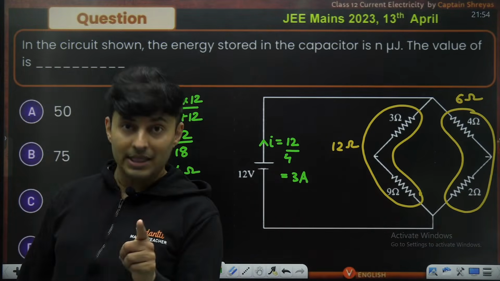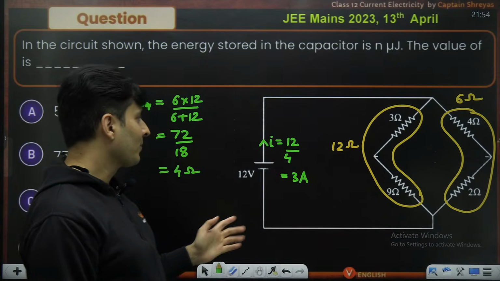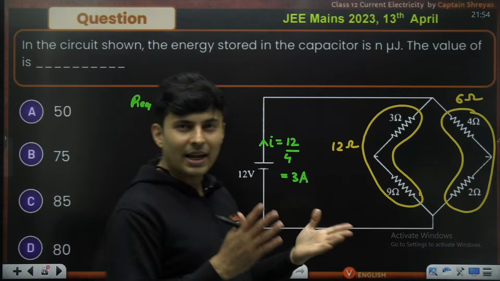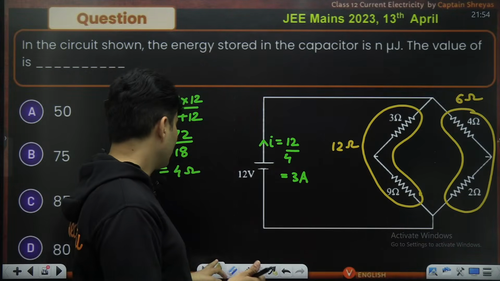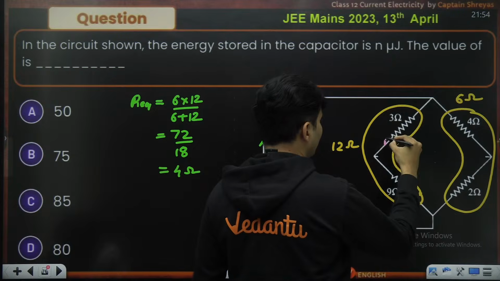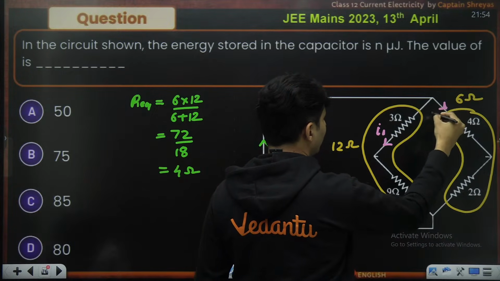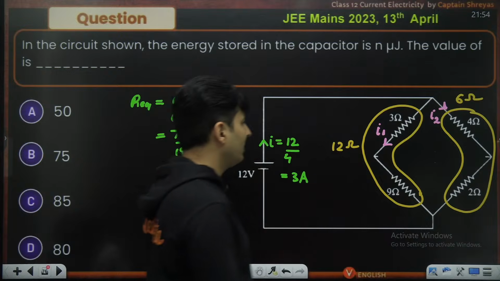But it will not be distributed equally. Keep that in mind. This is 6, this is 12. So unequal distribution of currents will be there. So maybe some current will go over here, let's say I call it I1. Some current will go over here, let's say I call it I2. How much will be I1 and I2?